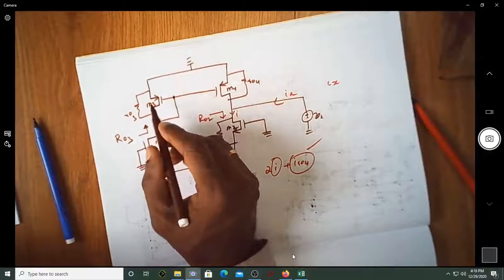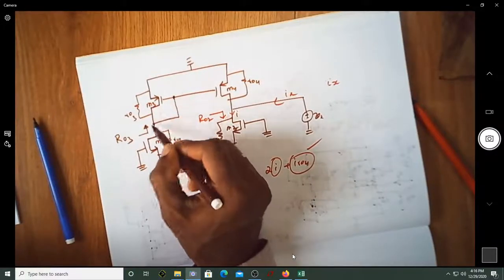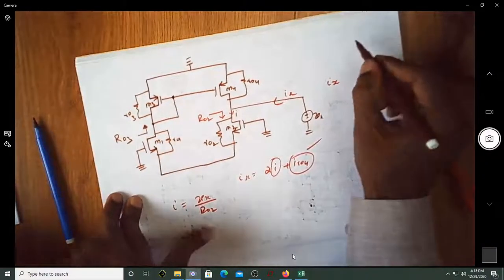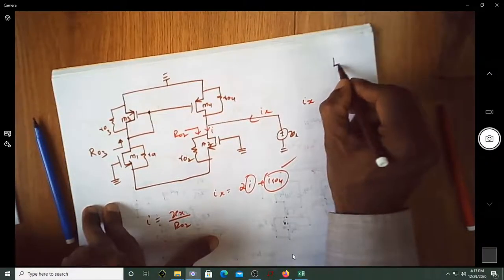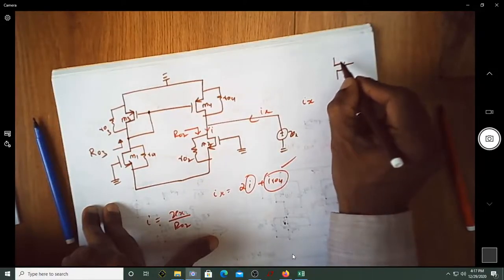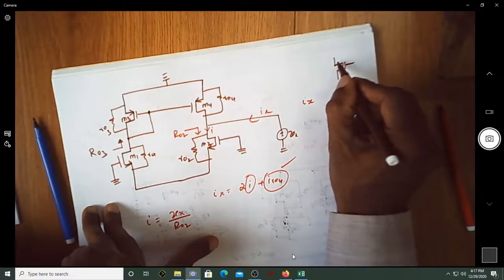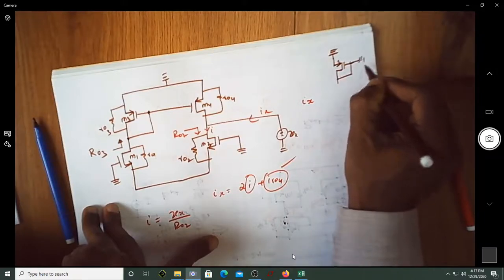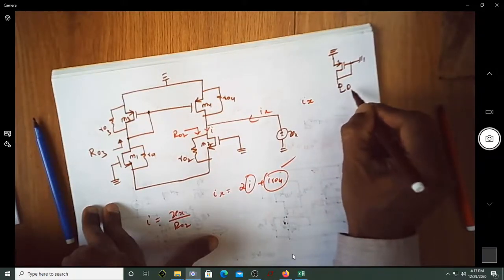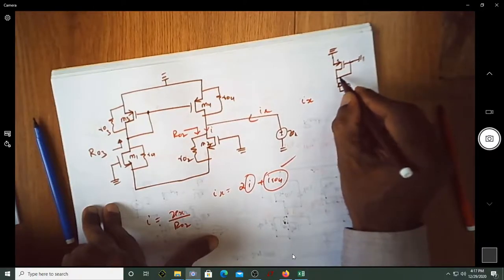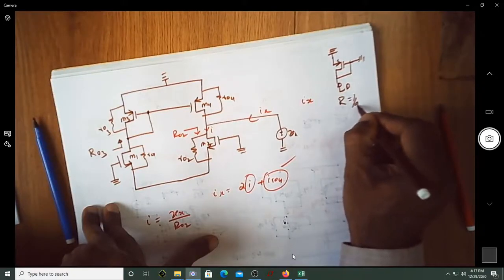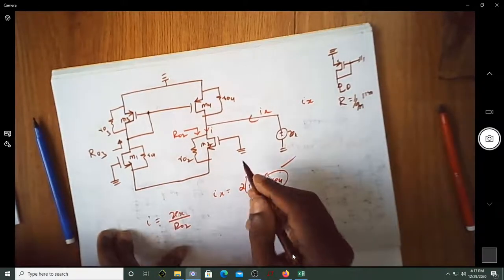When this is AC grounded and if this gate and drain are shorted, this is gate, this is drain, we know that in case of a MOSFET, let me say this is a PMOS transistor. If you AC ground this and look from the drain of the MOSFET, since gate and drain are shorted, the resistance will be given by 1 over Gm paired with R0.